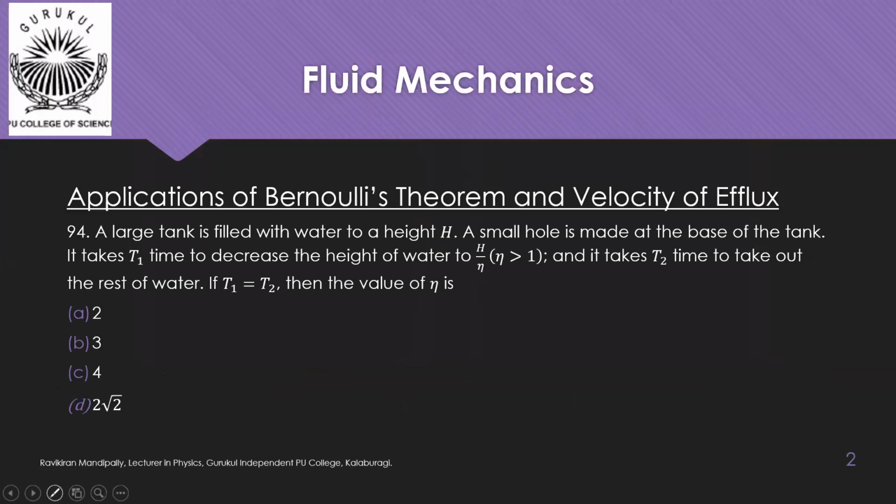A large tank is filled with water to a height capital H. A small hole is made at the base of the tank. It takes T1 time to decrease the height of the water to H by eta, where eta is greater than 1. And it takes T2 time to take out the rest of the water. If T1 is equal to T2, then the value of eta is.